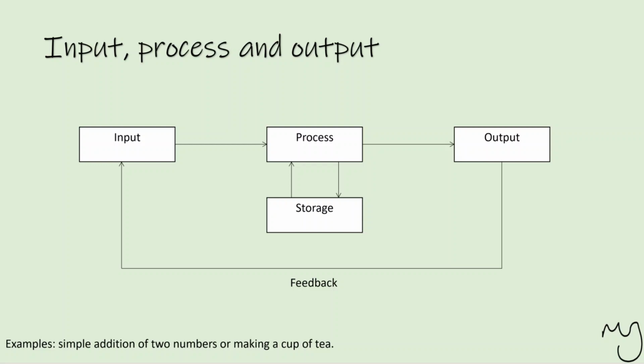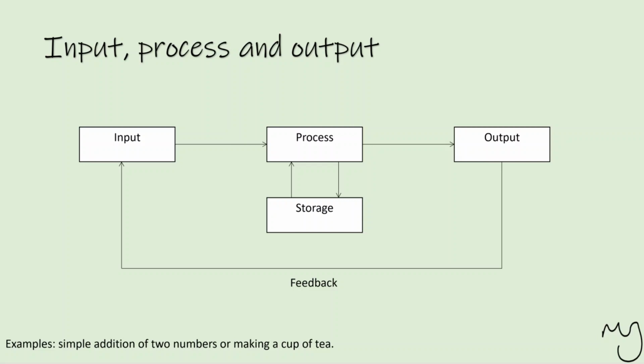The next diagram is used to represent one of the fundamental processes of a computer system, and that is the input process output storage diagram. I would like to suggest that any computer system in the real world will feature at least 3, if not all 4, of these particular components. And I've said at the bottom here, examples: simple addition of 2 numbers or making a cup of tea.